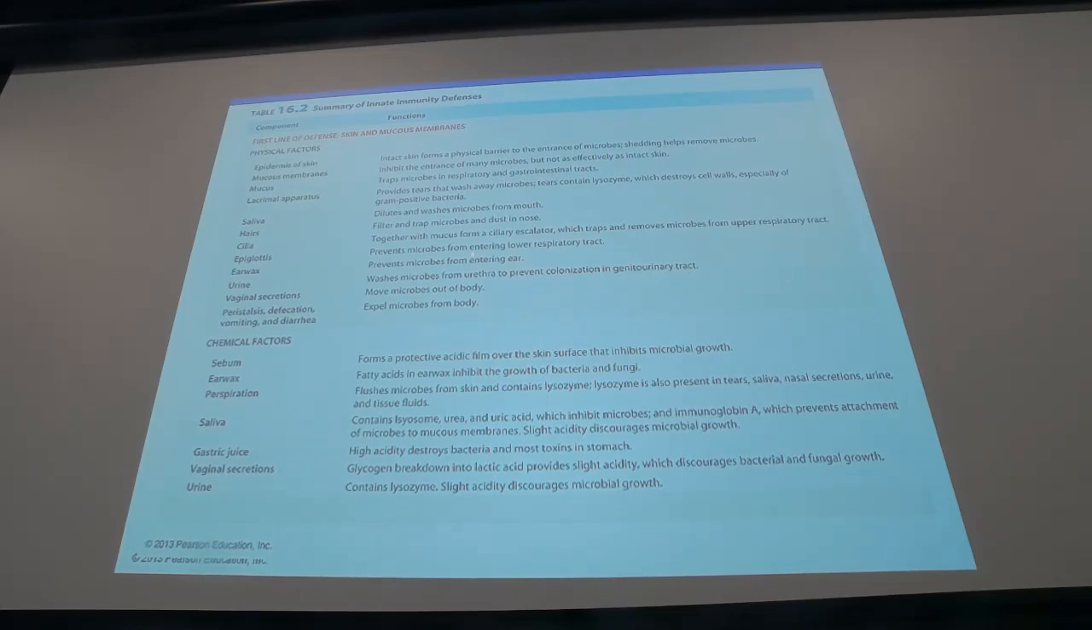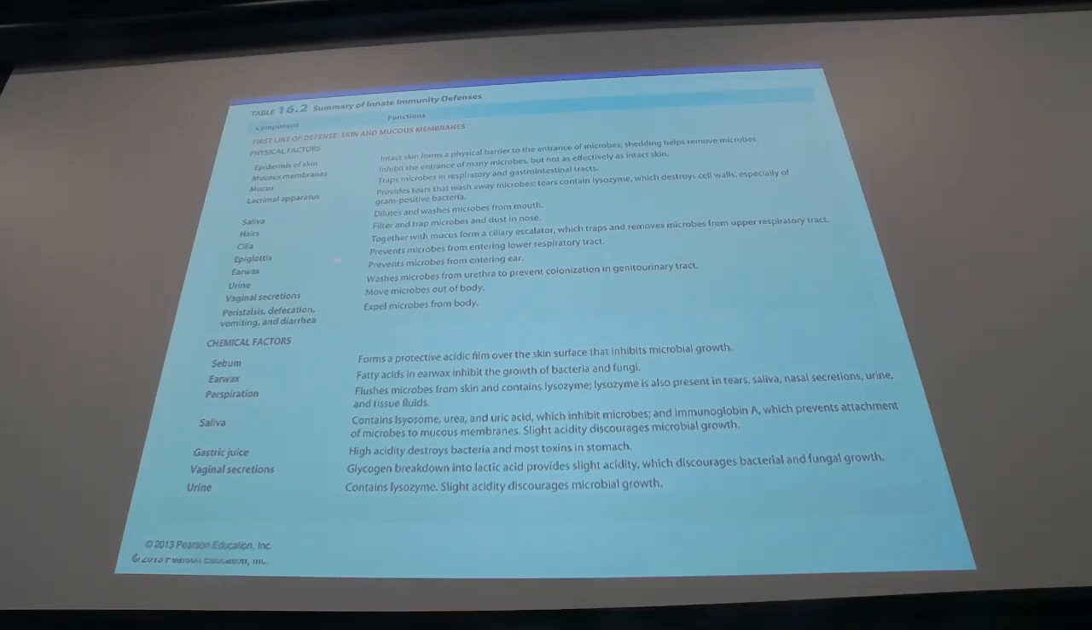And then we already saw about the earwax in the ear canal that prevents microbes from entering by destroying them with the acidity. And then we have urine. Urine is an acidic component of our body, it's a waste. And when we urinate, we have a physical factor that flushes away the microbes. And with this acidity, we prevent the growth of microorganisms in the urinary tract.